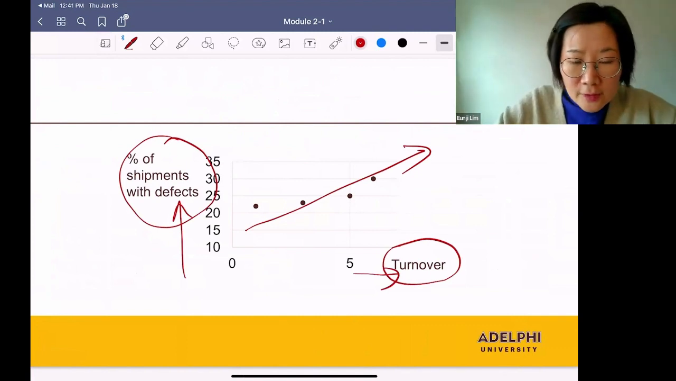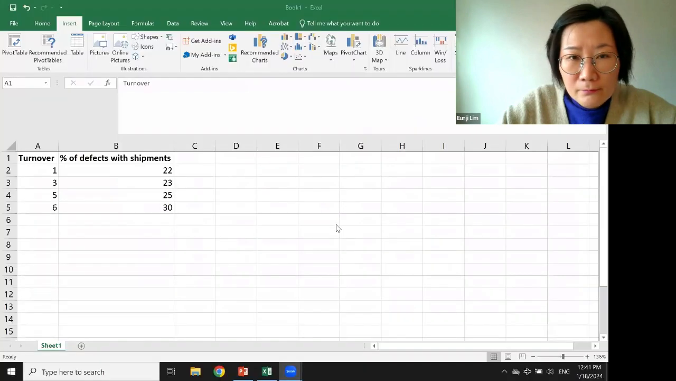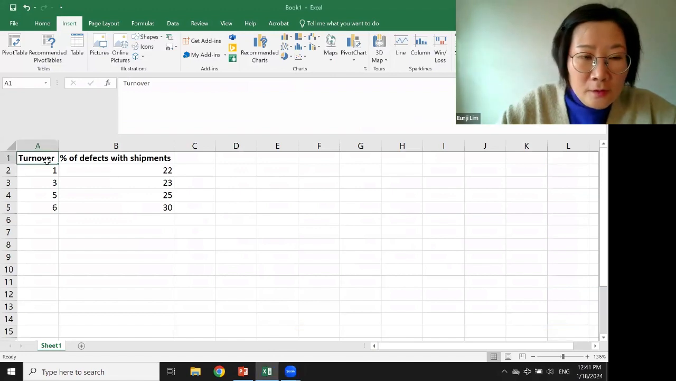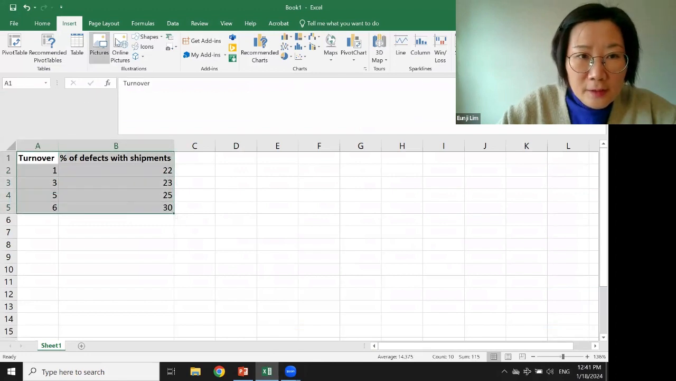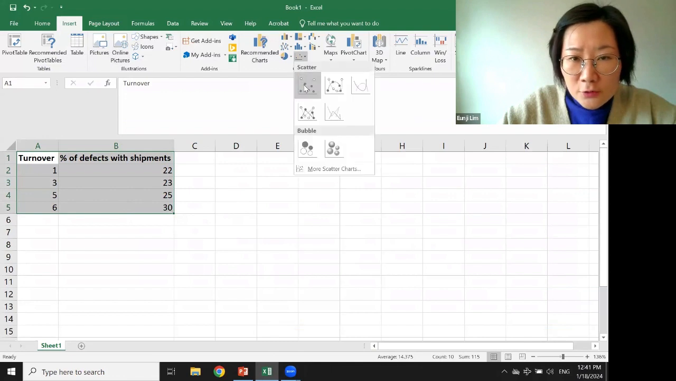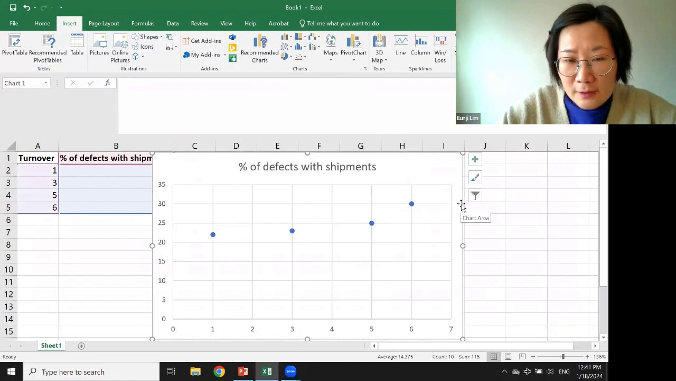Now, you can also create a scatter diagram using Excel. So let me show you how to do this in Excel. So in your Excel, you have the X values and the Y values, and you can select the data set and go to Insert. And click on this icon that looks like a scatter diagram, and Excel will give you the scatter diagram.